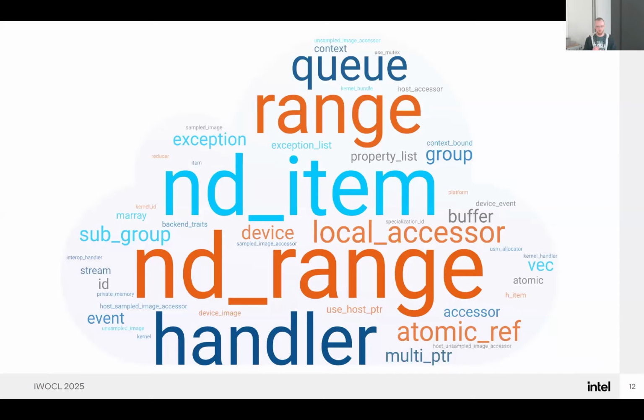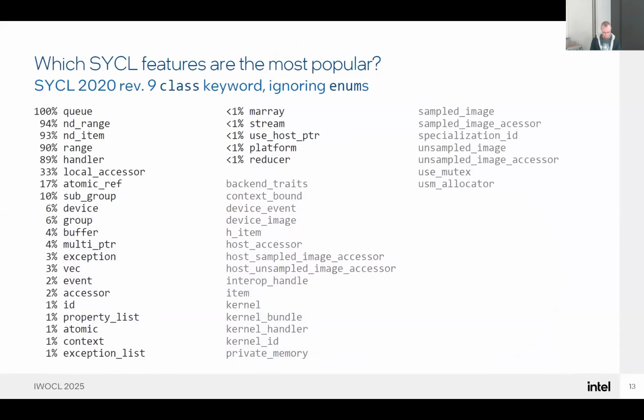So queue, range, nd_range, handler, everywhere. But everything else, not so much. Vector is almost unused. I don't know, images do not exist. Kernel bundles as well. So yeah, not everything is being used, at least in this repo.